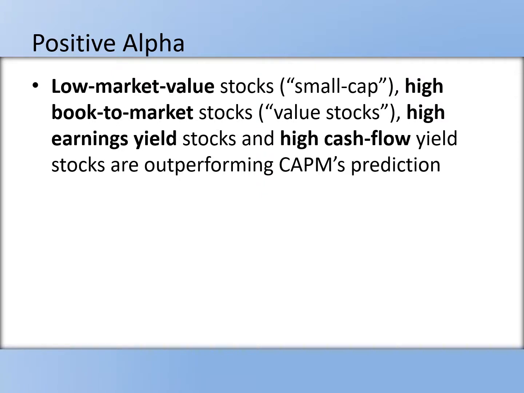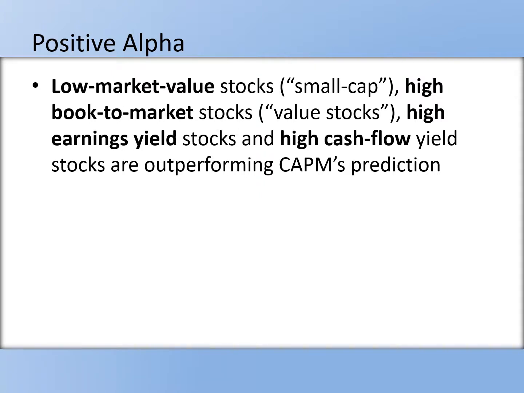The other group is companies with a high book to market ratio. These are sometimes called value stocks. The idea being, book value tells you what the company is worth in theory, while market value tells you what the company is worth in actuality. So if book value is high relative to market value, it's kind of like you're getting a bargain, right?